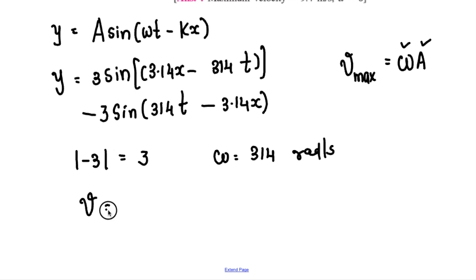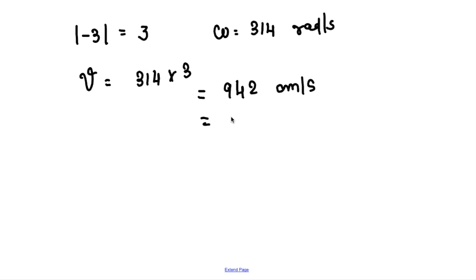Now velocity equals 314 into 3, that is equal to 942 centimeter per second. Converting it into meter, it will give you 9.42 meter per second.